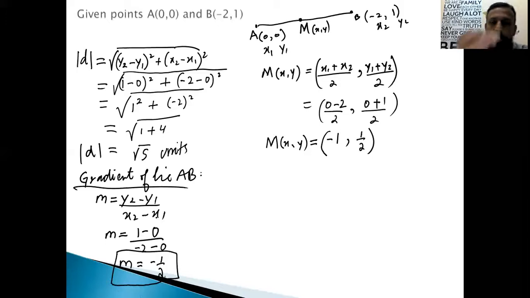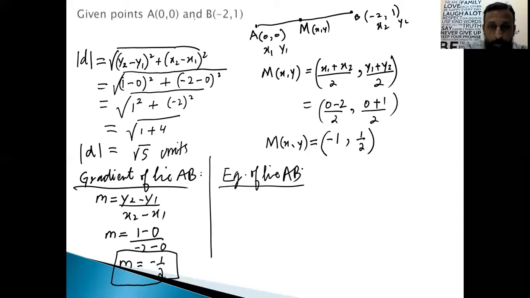All right, dear students. So what else can we find? We can also find the equation of line AB. We find the equation of a line with the formula y equals mx plus c, where c is the y-intercept. We're going to plug in the value of m, and the values of x and y, so that we can find the y-intercept c. So let's put x comma y. I'm putting the value of A, 0 comma 0. The value of y is 0. The value of the gradient m we just found as negative half.